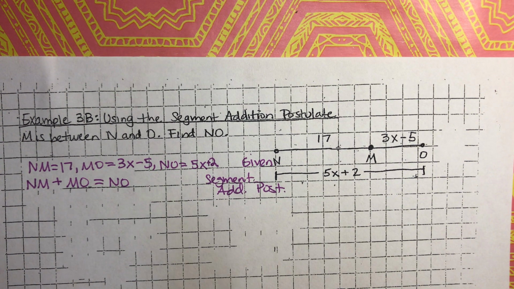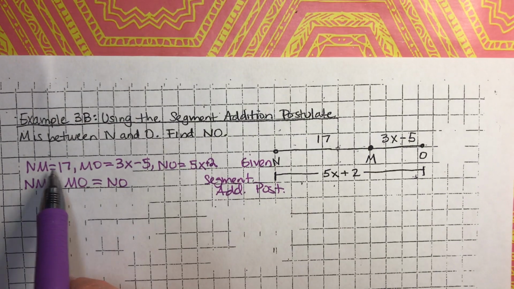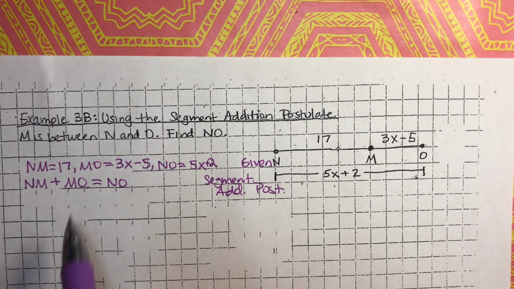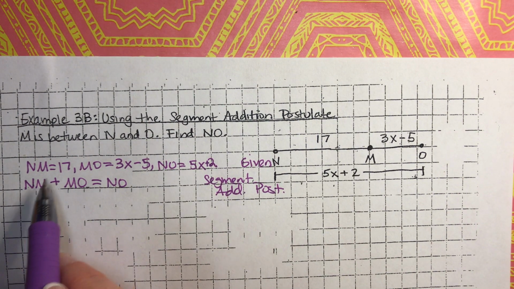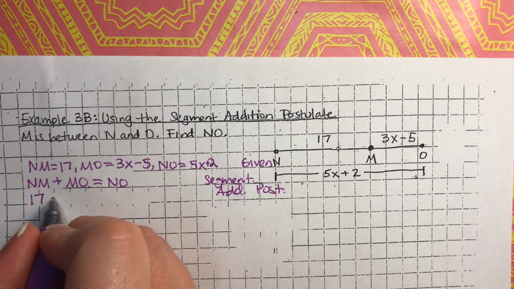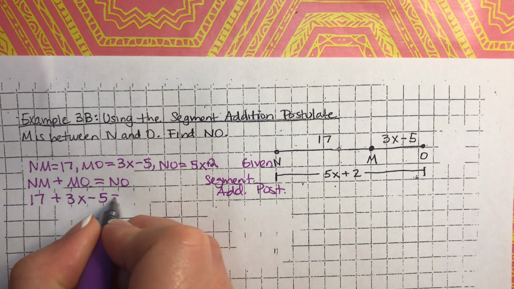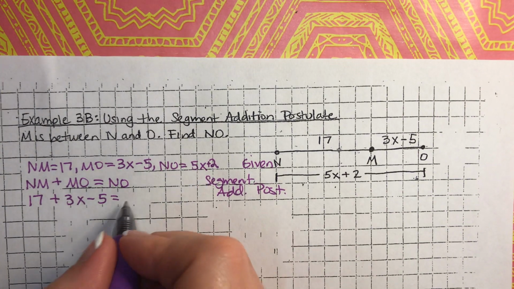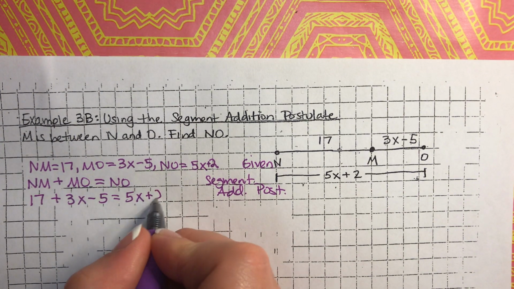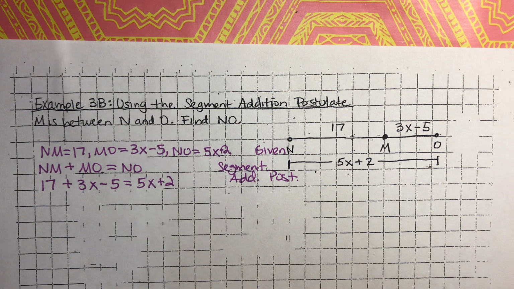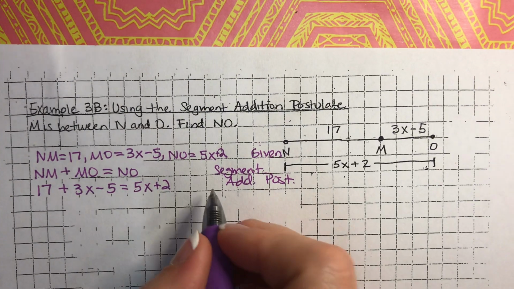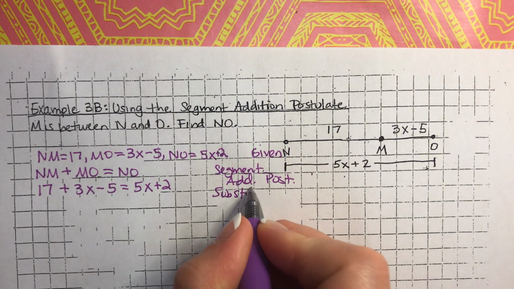All right, now from here, we're just going to take these given values and substitute them into our equation. So NM is the same thing as 17, plus MO is the same thing as 3x minus 5, equals NO, which is the same thing as 5x plus 2. And the reason why we can do that is because of substitution.